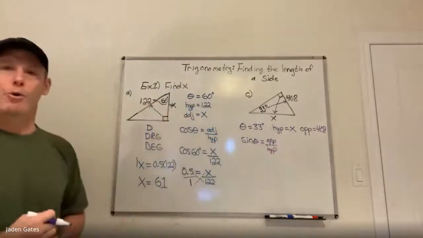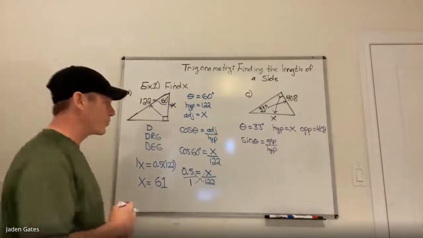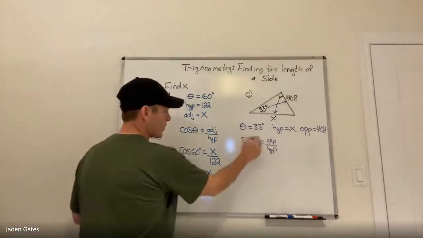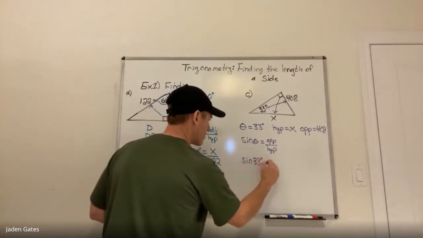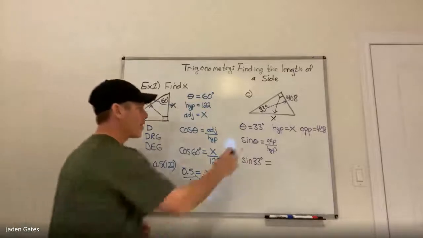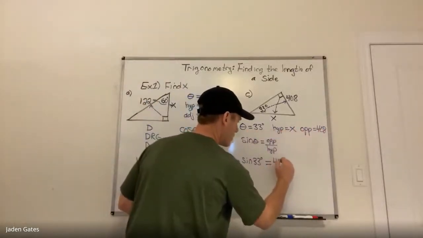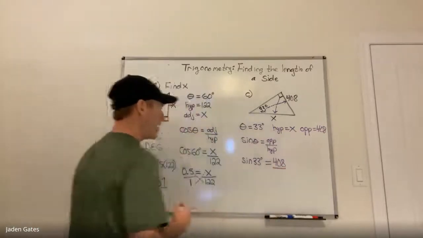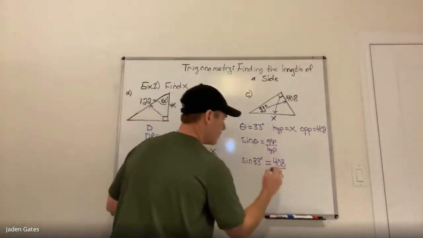So now, third step, I'm going to substitute my information in, and then I'm going to solve for my x. So sine theta, well, that's sine of 33 degrees, equals the opposite. Again, I've got my information written out, so I'm just going to grab it. There's a 408, there is my opposite. And the hypotenuse is in fact what we're trying to find. So that's our x value.